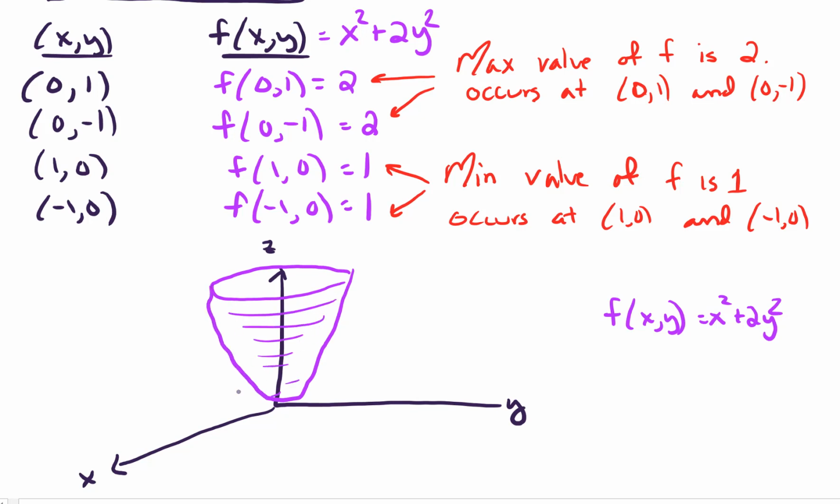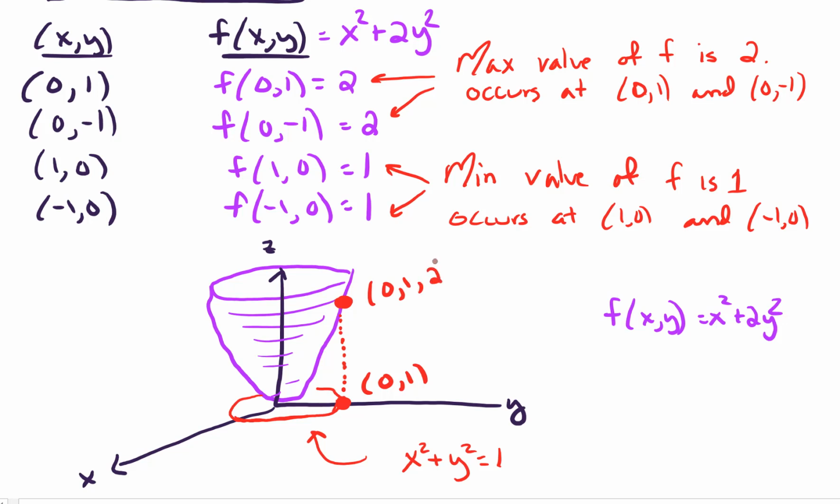And the constraint is the circle x squared plus y squared equals 1, and that circle lives down here in the xy plane. And the idea with this analysis, if you pick a point like (0, 1), okay, that lives on the constraint. And you take that point and you apply f to it, f of (0, 1), you get up here to some point in 3 space. It's over (0, 1), up 2, right? We did that analysis right here.